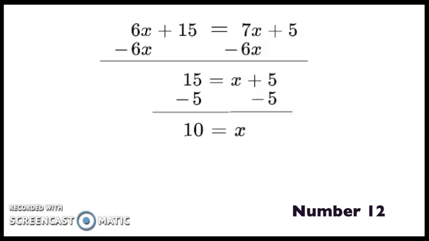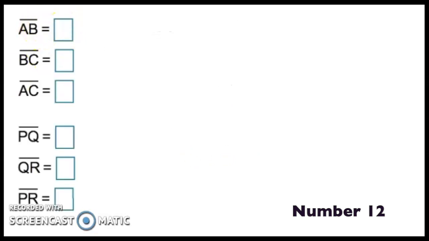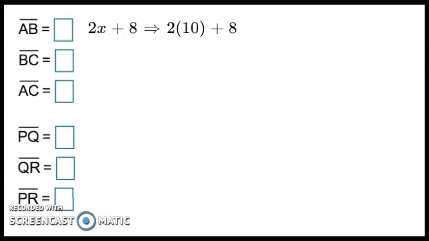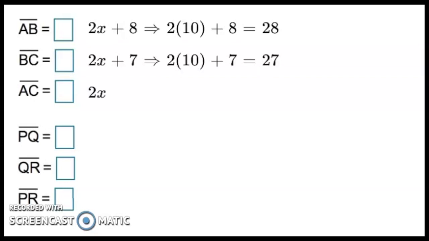side length. So for AB, we have an expression of 2x plus 8. Substitute 10 in. 2 times 10 is 20, plus 8 is 28. BC, we have 2x plus 7. Substitute in 10 for x. 2 times 10 is 20, plus 7 is 27. AC is just 2x, so that's just 2 times 10, which is 20.